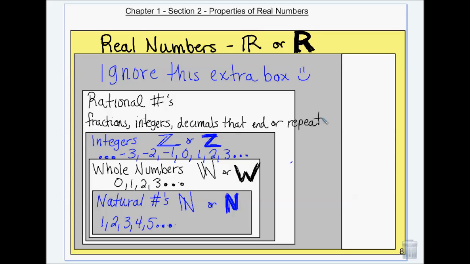So that's like the strictest definition, but it helps better, I think, to know that it's fractions, integers, and decimals that end or repeat, and it's perfect square roots also. We might want to write that. Perfect roots. So like the square root of 4, because that's 2. Okay. The symbol for the rational numbers is a Q with a line, or a Q that's bold.